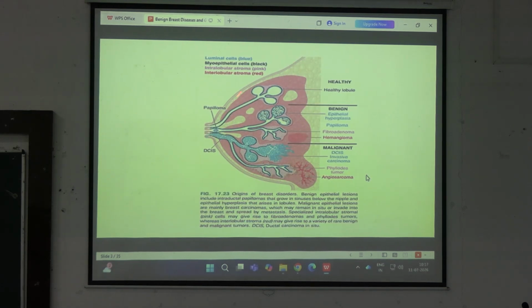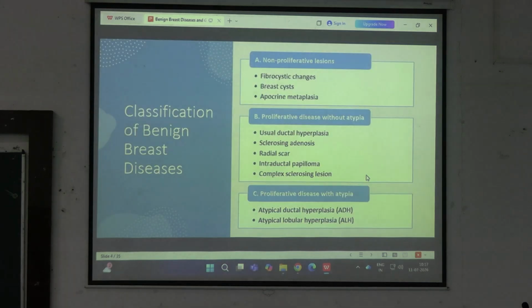So this is an image. These are the lobules, the TDLUs. This is a normal one. This is a benign proliferation which is there inside it, and if it goes outside and invades this pink part, which is the stroma, this will be malignant.